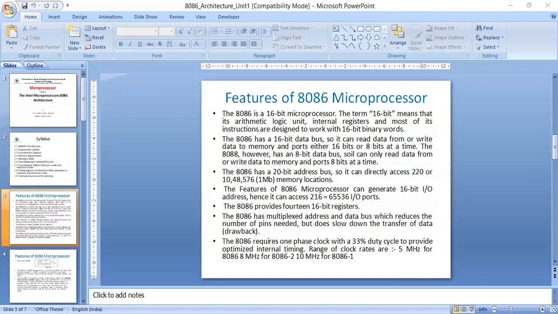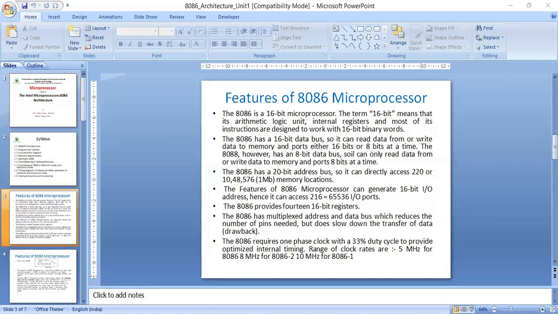The next important feature is that it can operate in two modes, minimum and maximum mode. When only a single 8086 processor is used in a microcomputer system, it is called the minimum mode of operation. And when we are using more than one processor in a system, at that time we call it the maximum mode of operation.